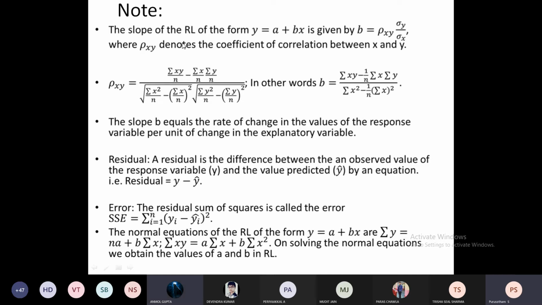As I said, what is basically the residual? The difference between the true value and the predicted value, y cap. The residual sum of squares is called the error, so sigma i equal to 1 to n of yi minus y cap whole square. If you replace yi cap with a plus bxi and keep on simplifying, you can show that this is going to be the least amount. From that, we get the normal equations: sigma y equals na plus b sigma x, and sigma xi yi equals a sigma xi plus b sigma xi square. So this is what I showed you now.